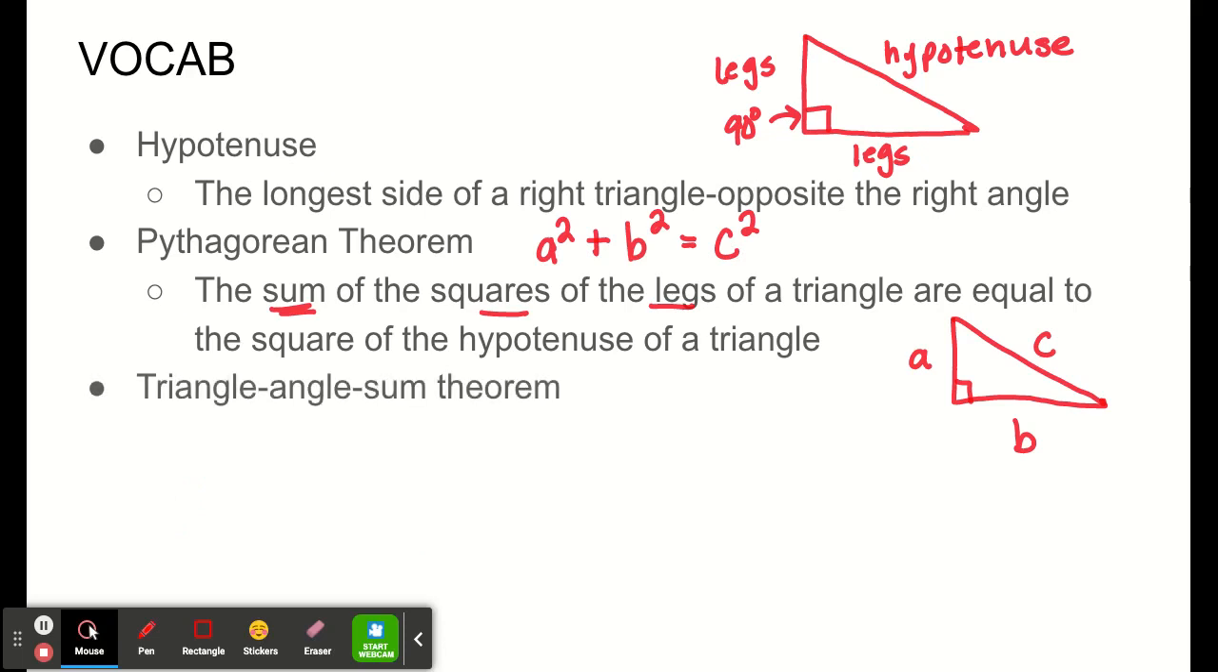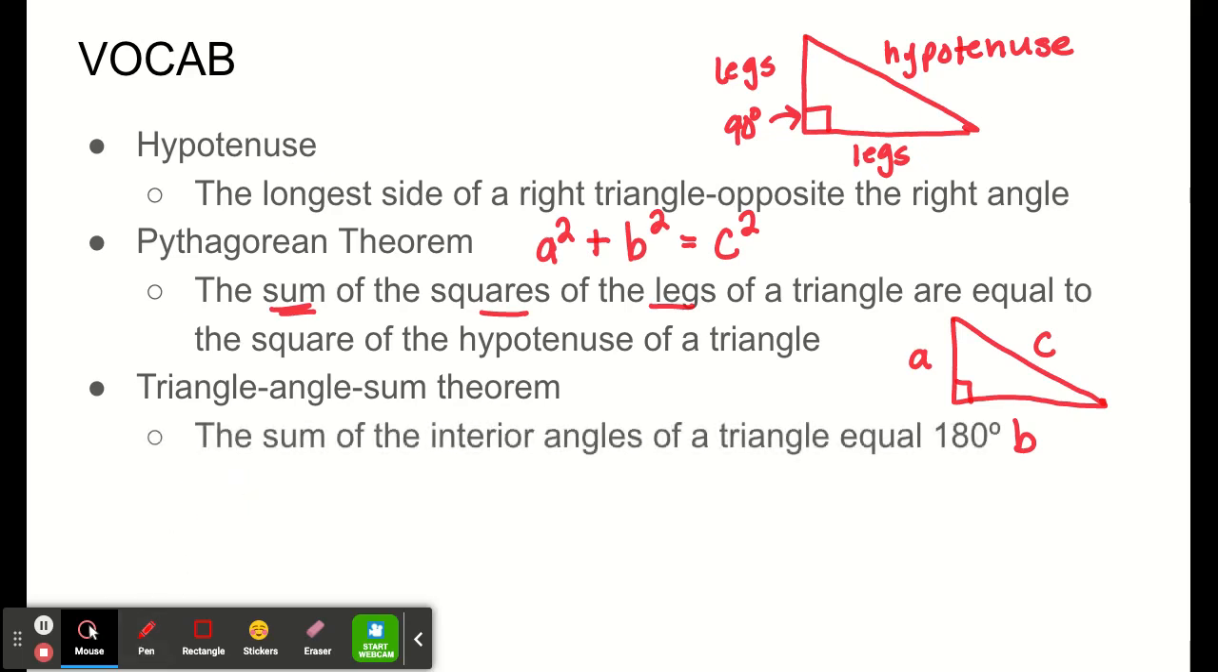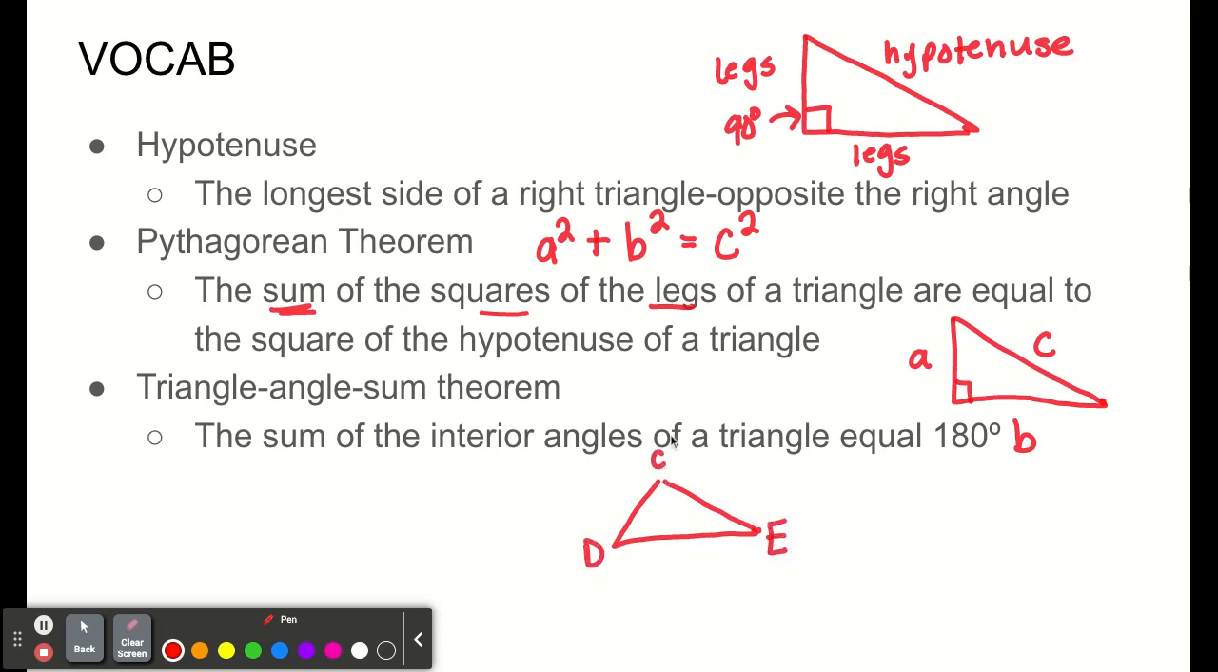We have the triangle angle sum theorem, which we mentioned briefly in a previous lesson. The triangle angle sum theorem states that the sum of the interior angles of a triangle equal 180 degrees. So for any triangle, if I have angle C, D, and E, the measure of angle C plus the measure of angle D plus the measure of angle E will always add up to 180 degrees.